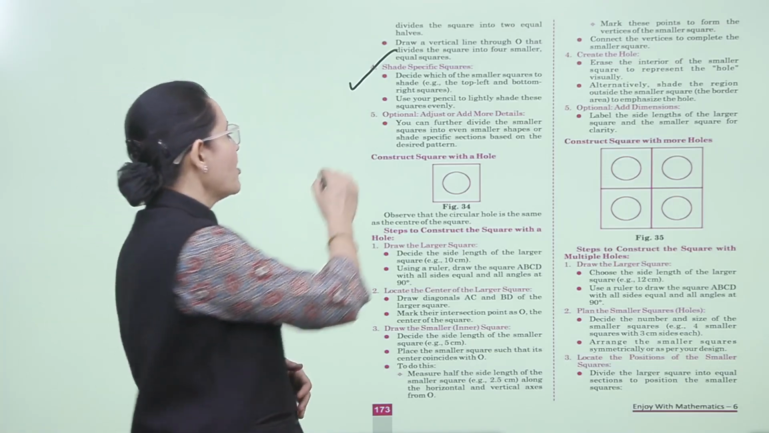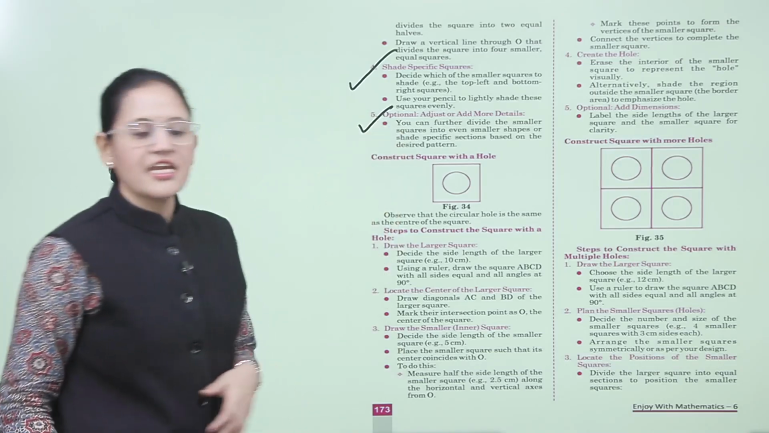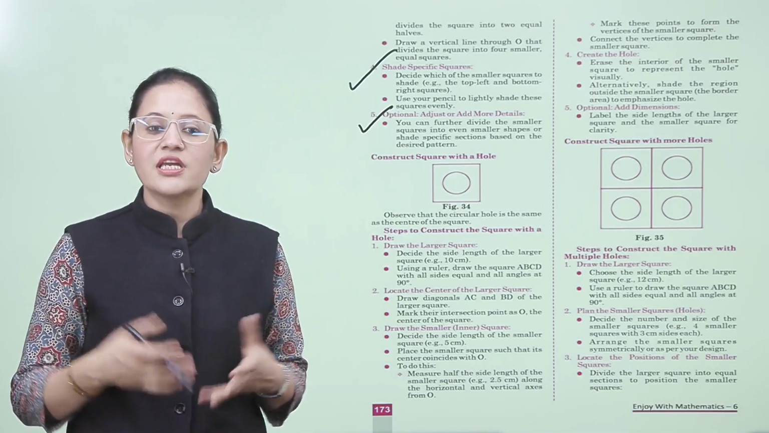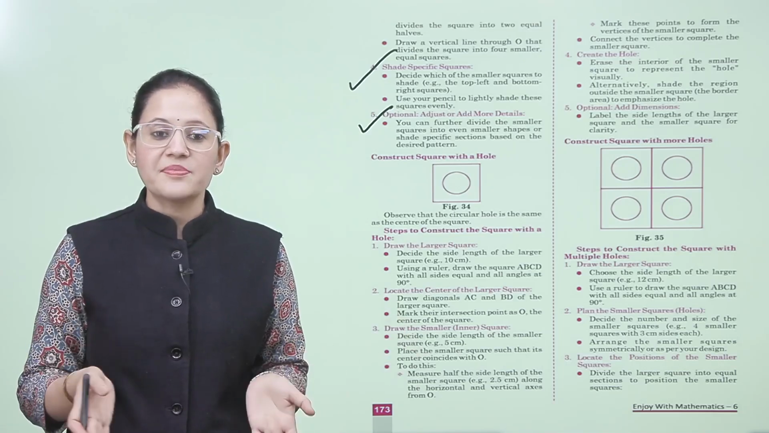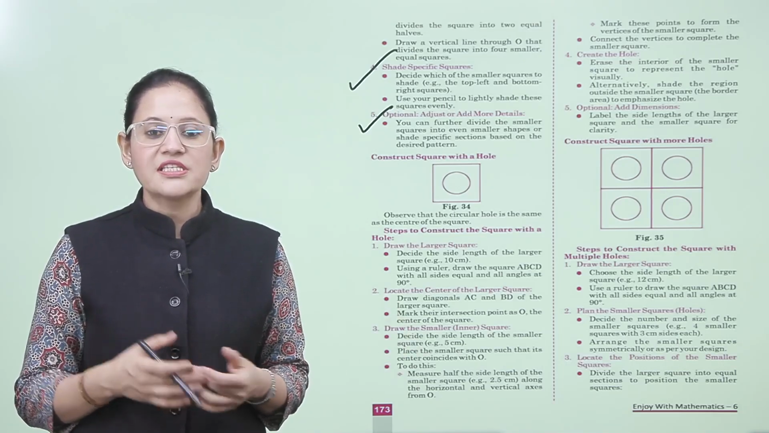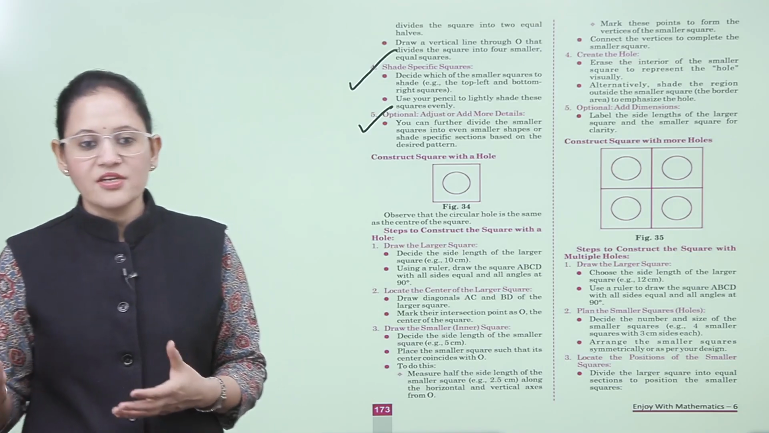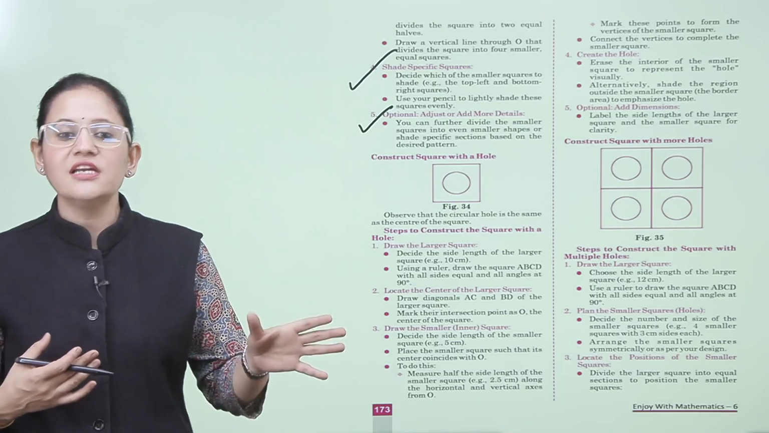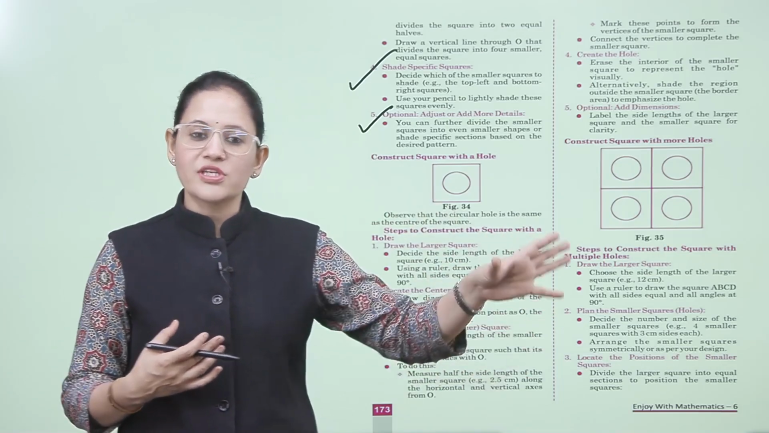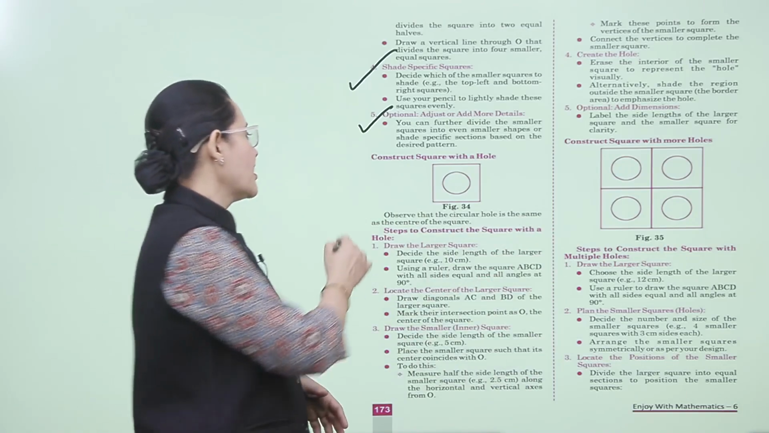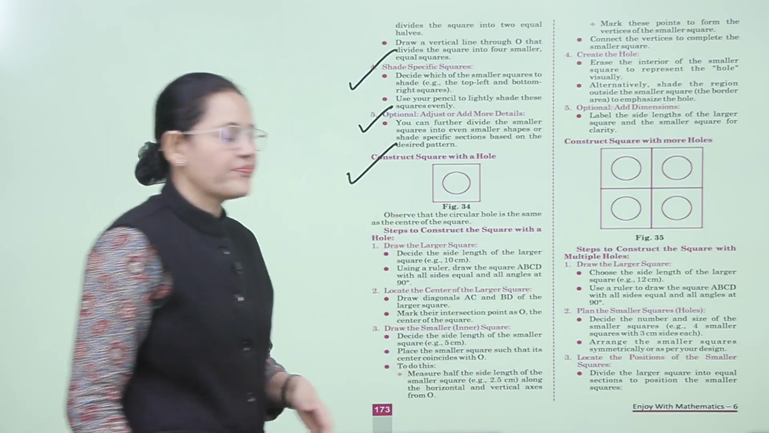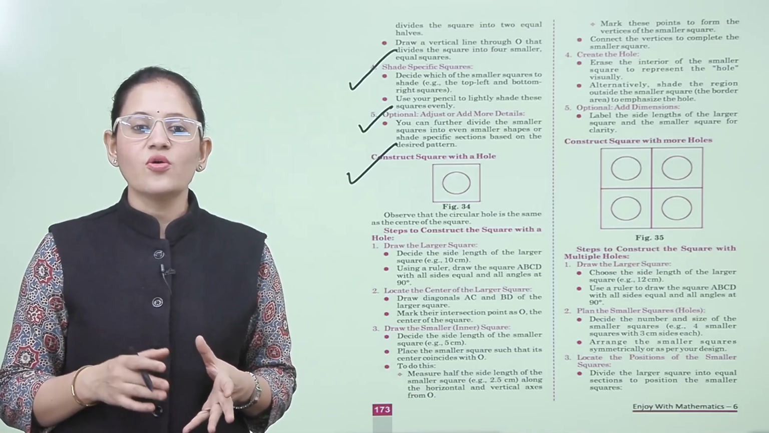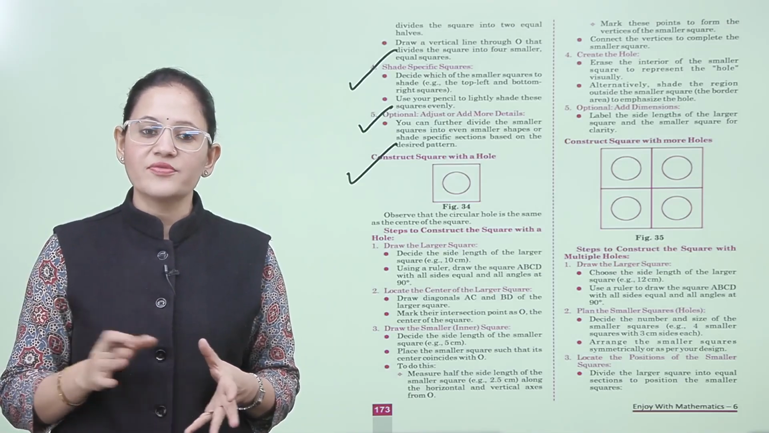Next is, that is optional, adjust and add more details. You can further divide the smaller squares into even smaller shapes and shade specific sections based on the desired pattern. So whatever pattern you want, accordingly you have to decide which part should be shaded, how to construct the squares. Next is, construct a square with a hole. For that, observe that the circle hole has the same center as the square.